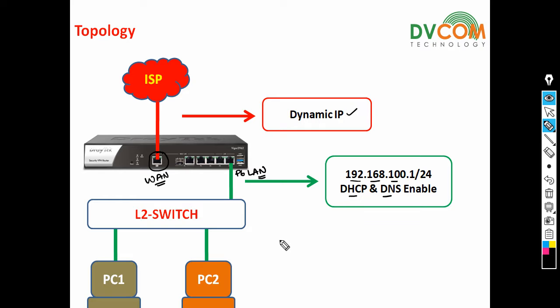So these are the tasks that I am going to show you. In the final verification, I have a layer 2 switch from a different vendor in my network, and I am going to show you how I get the IP address for PC1 and PC2. So this is the task that I am going to do, guys. Mainly I am going to configure the WAN interface and LAN interface. So first let's go and access the Vigor 2962.